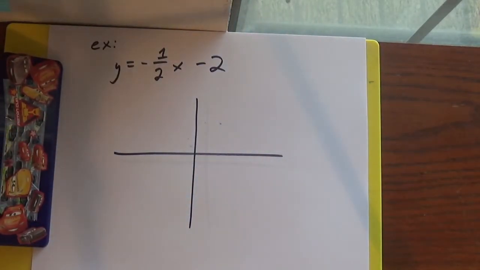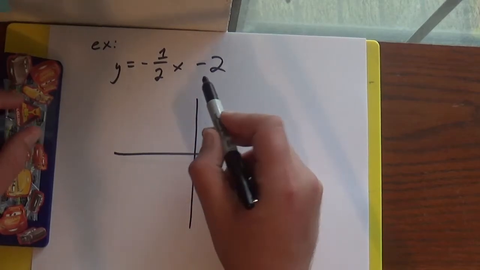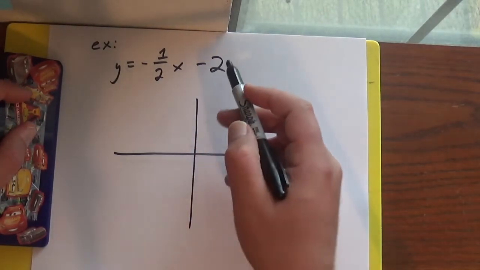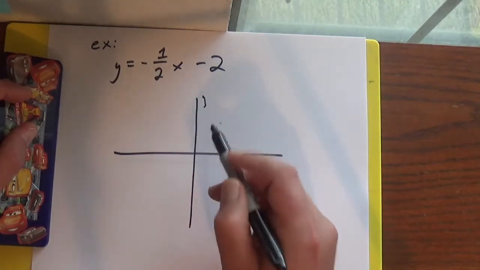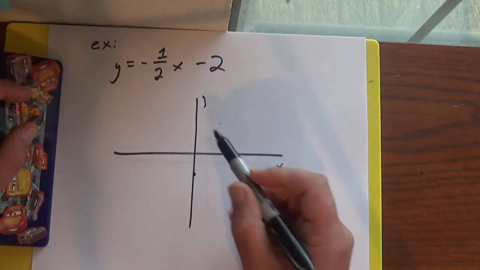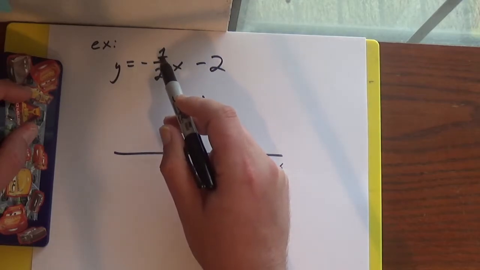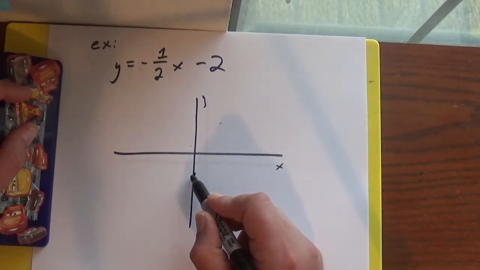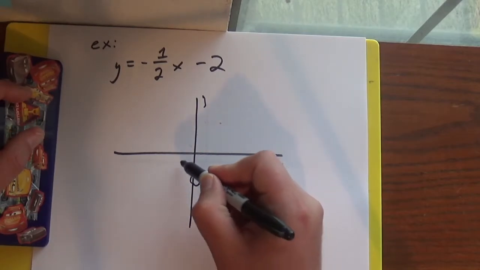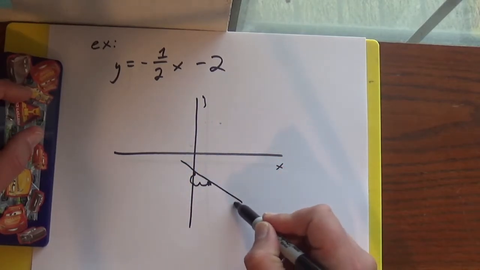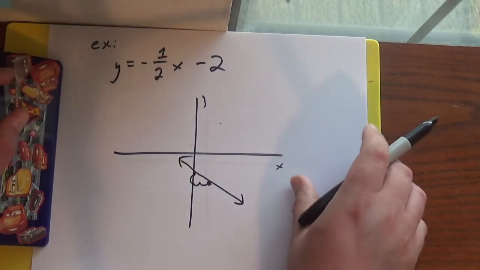Now I've got some negatives. So I'm going to go to -2 on the y-axis. Remember, this is your x, this is your y. So I'll go to -2. And this negative means I'm going to go down 1 and over 2. So down 1, over 2, and then connect my dots. And that's my line.